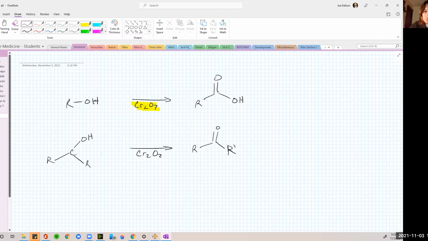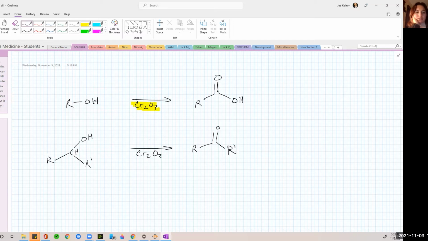Because a secondary alcohol has more steric hindrance, it won't oxidize as much initially unless you have a second step there, just because it won't be able to properly reach the alpha carbon.